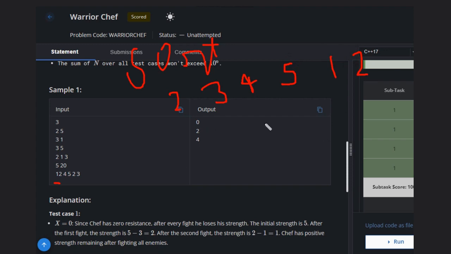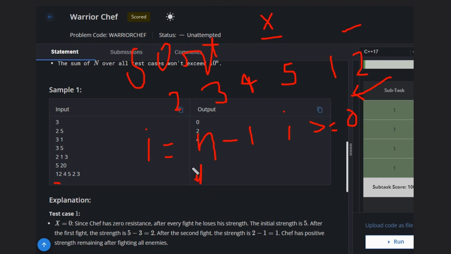What you need to do is iterate from the last. Why last? Because we need the minimum value of X. We are tackling these first, so the remaining will be tackled by X. We need this only, and otherwise you will tackle with X. So you just have to run a loop, going from n minus 1 down to i greater than or equal to 0.